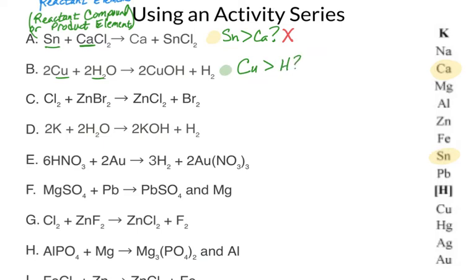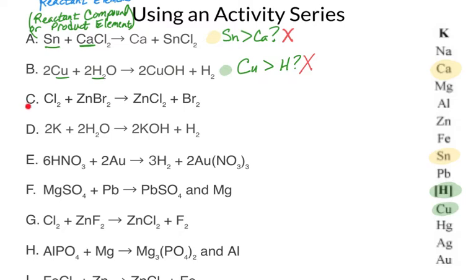In this case, our two elements are copper and hydrogen. I notice that copper is below hydrogen, so the element that's a reactant is below the one that's on the product side, and so that tells us that this reaction does not occur.